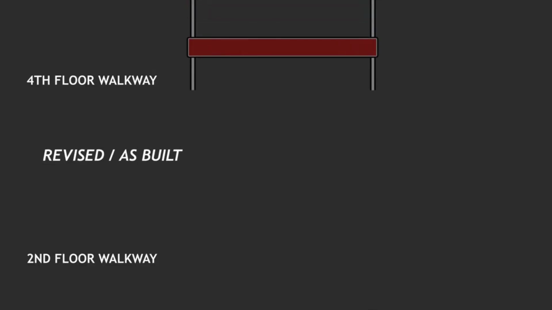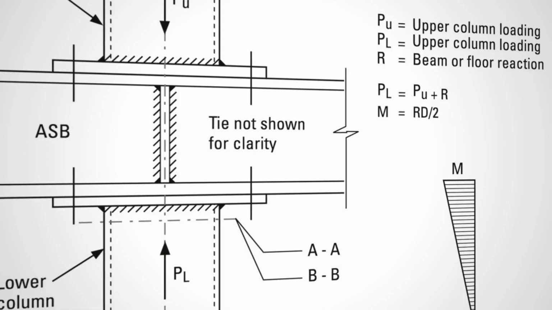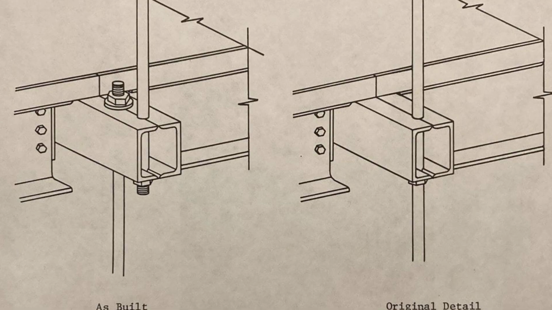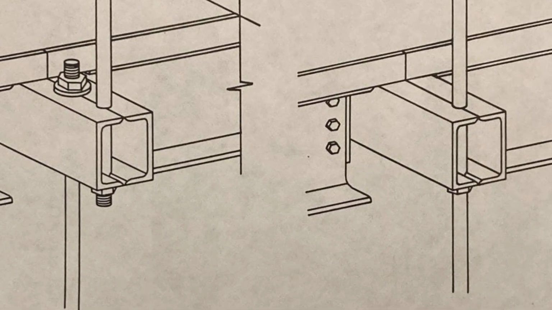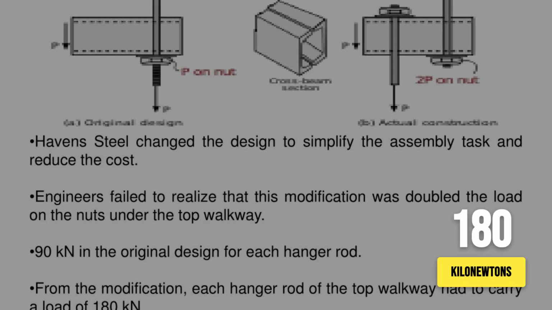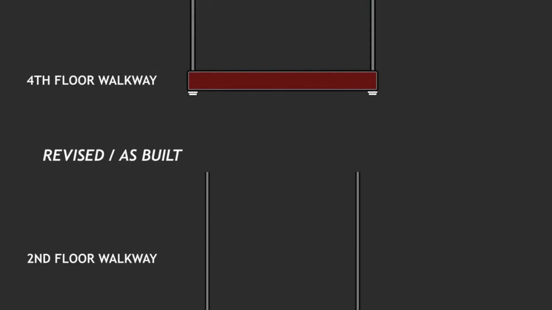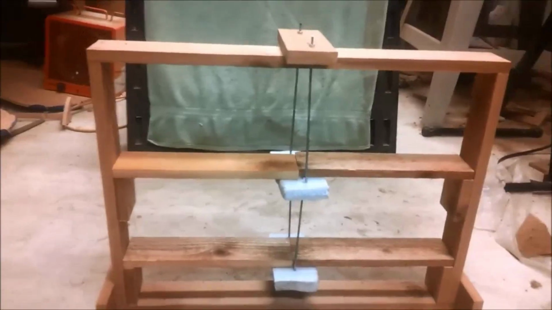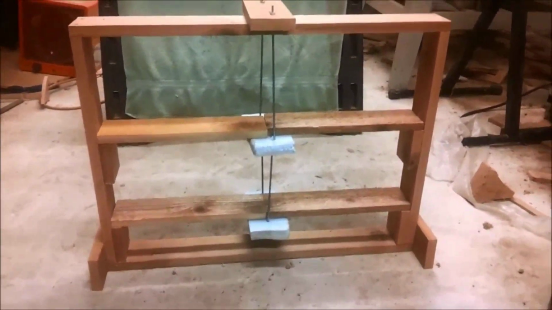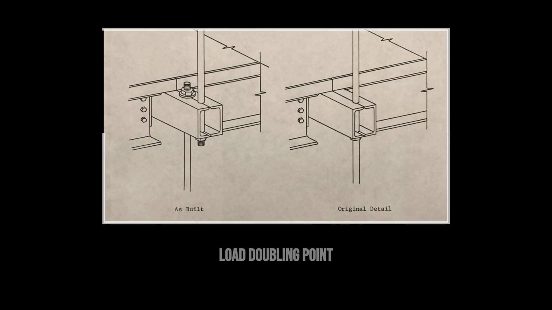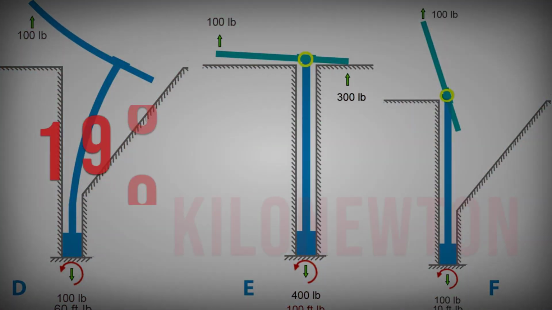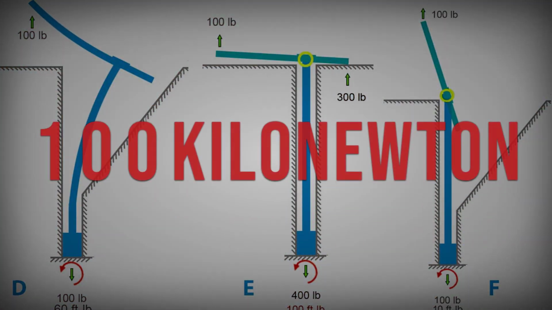The lower beam carried its own 50 kilonewtons, isolated from the upper's burden. With the split rod detail, the fourth-floor box beam faced a new reality. The upper rod pressed down with 50 kilonewtons from the fourth-floor walkway. The lower rod attached at the same point, and it pulled down with another 50 kilonewtons from the second-floor walkway. The forces combined at the node, 50 plus 50, for a total of 100 kilonewtons.